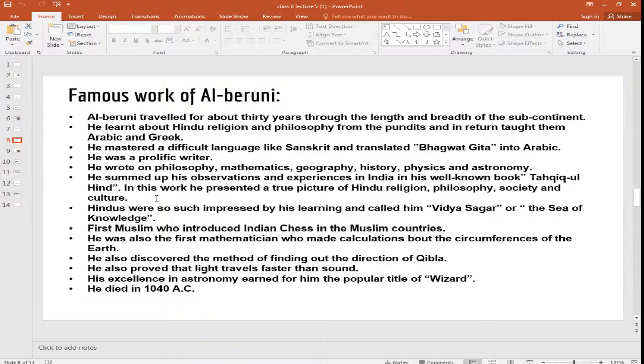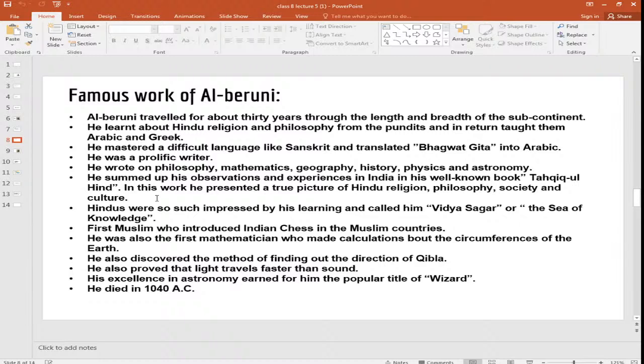He was the first Muslim who introduced the Indian chess in the Muslim world. He was also the first mathematician who made calculations about the circumference of the earth. ये भी आप फेमस वर्क में लिख सकते हैं. He also discovered the method of finding out the direction of Qibla. He also proved that light travels faster than sound. And his excellence in astronomy earned for him the popular title of wizard. So these all points you can select by writing your answer.